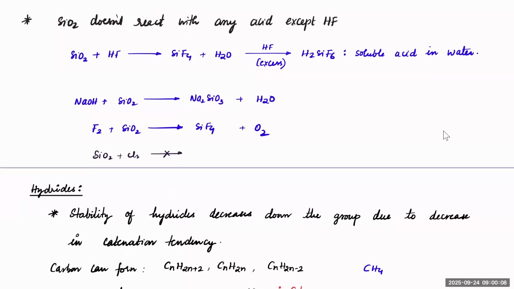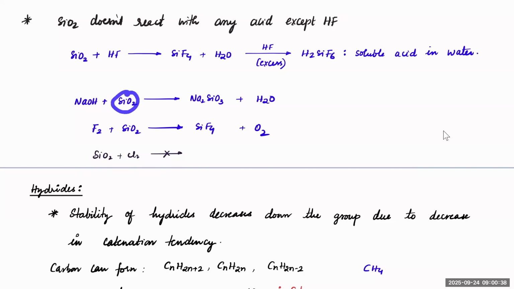Now, SiO2 does not react with any acid except for HF. This is one important area: when you react with HF, it will become SiF4 and water. But you can see this is the third time we are writing the same equation. So SiF4, when you react with excess HF, will convert into a soluble acid, which we call hydrogen hexafluorosilicic acid, H2SiF6.